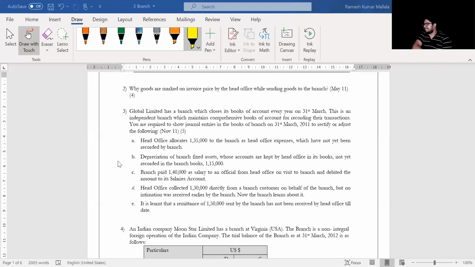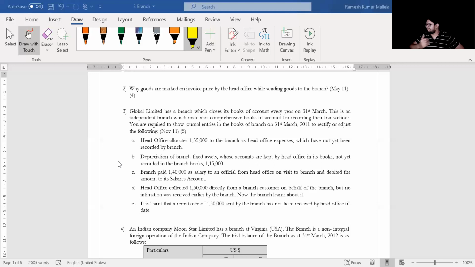third, branch paid 1,40,000 as salary to an official from head office on visit to branch and debited the amount to its salaries account. That means what? First of all, you are paying salary of your head office. It's not actually your expense. It is the expense of the head office. So instead of debiting the head office account, you have actually debited salaries account. So rectification entry would be what?